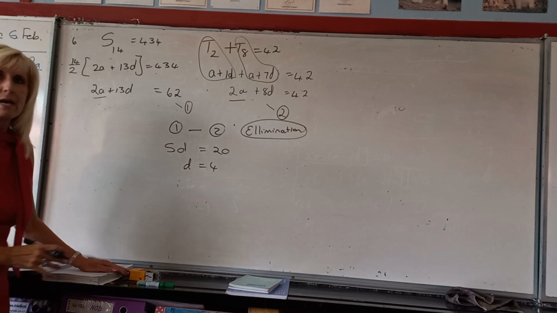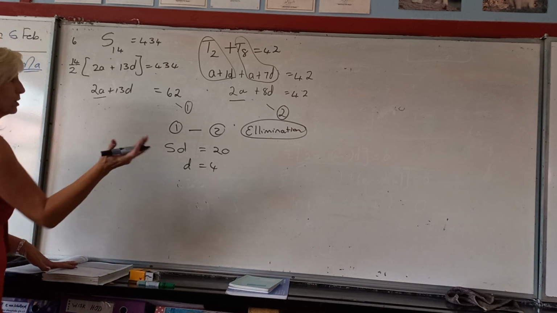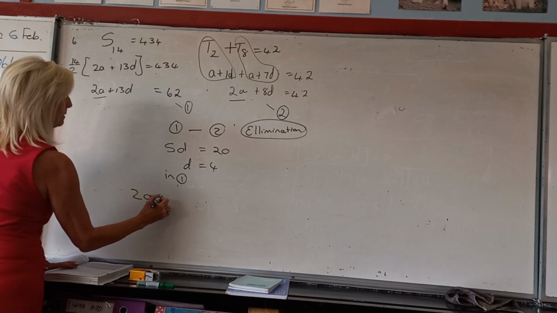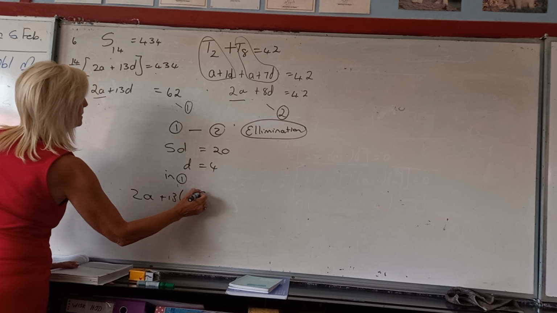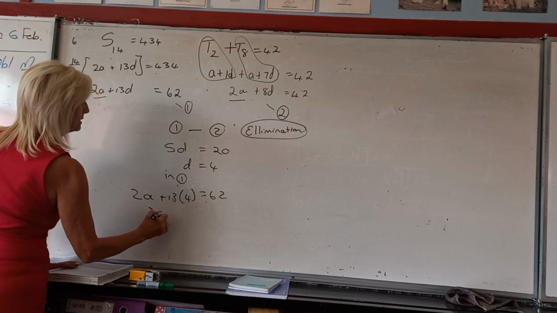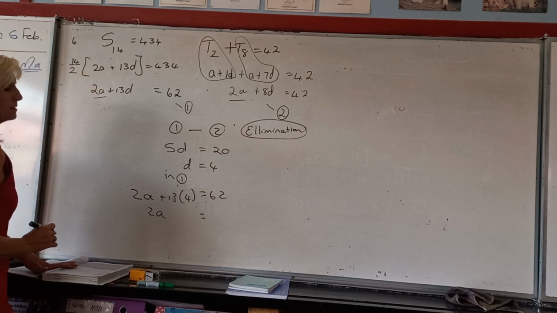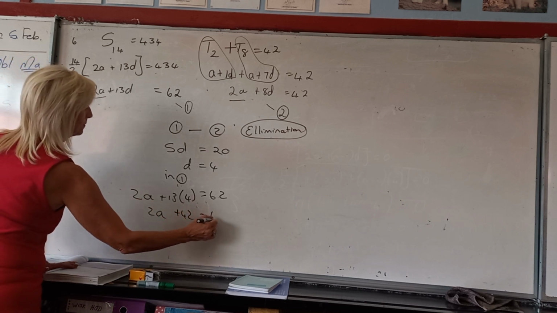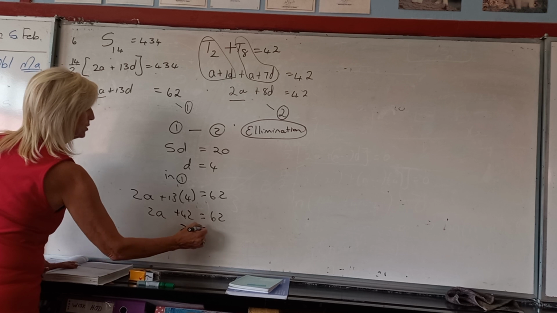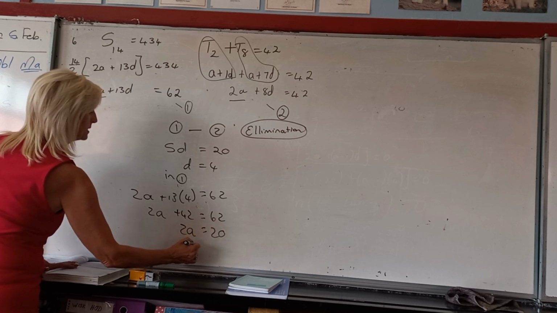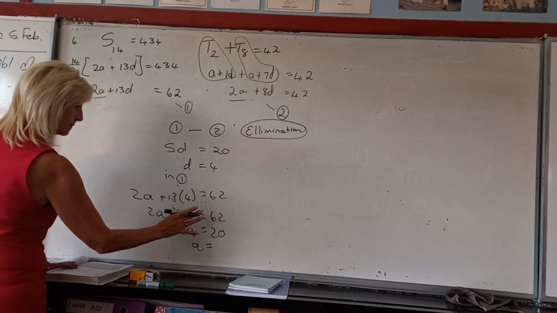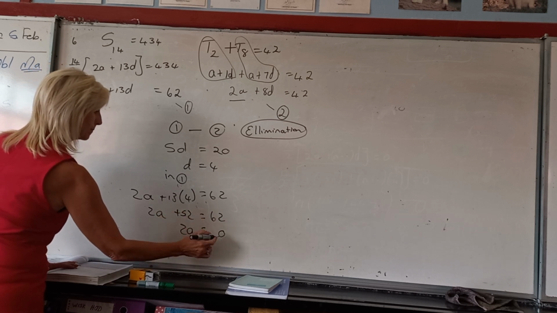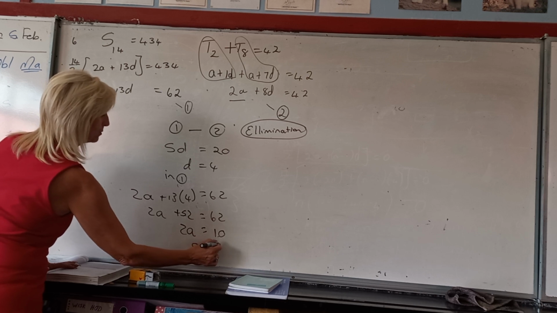Right. Once I have the d, I'm not done. I still have to go back to which one? Doesn't matter. 2a plus 13d is equal to 62. Help me quickly with these numbers. So that'll be 2a plus 52 equals 62. 2a is equal to 10 and a is equal to? 5. So again, is this 5? Thank you. And this answer then would be 4, d equal to 4, and the answer would be?